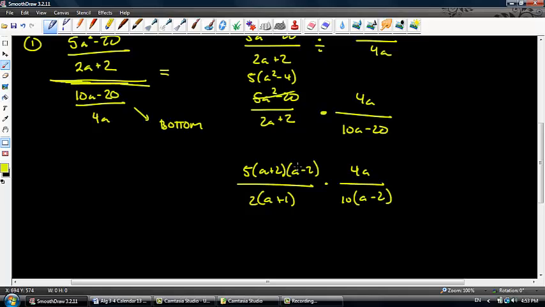Cancel everything that we can. These go away. Whoops, that doesn't go away. Let's see. These are going to go away. You get a 2 up top here. The 5 cancels with the 10, leaving me with 2, and the 2 and the 2 are going to cancel, leaving me with a times a plus 2 over a plus 1.